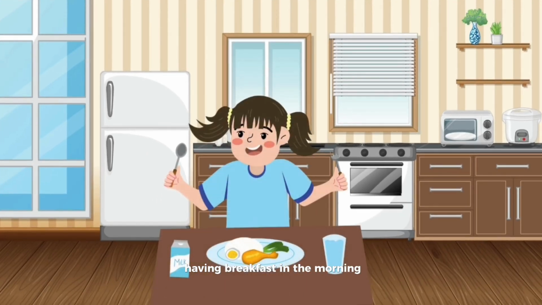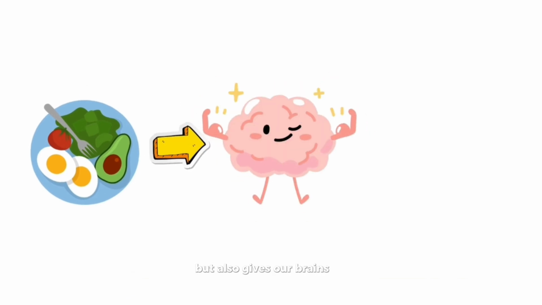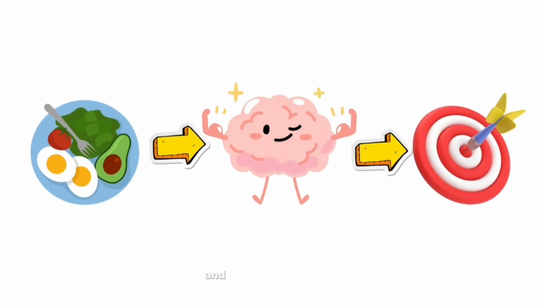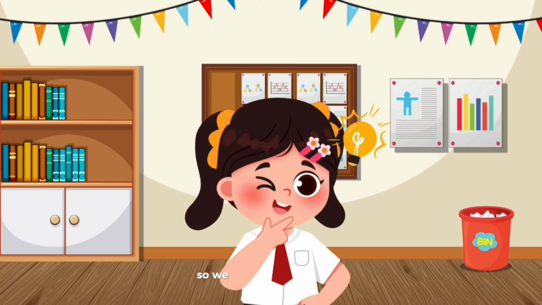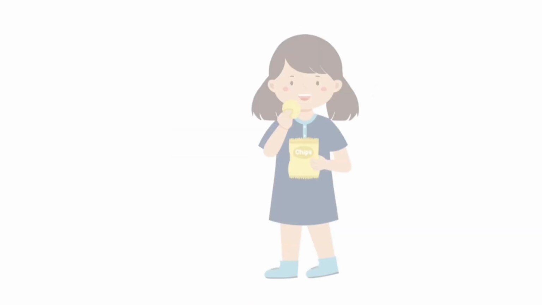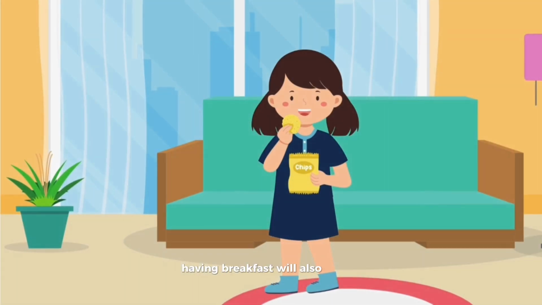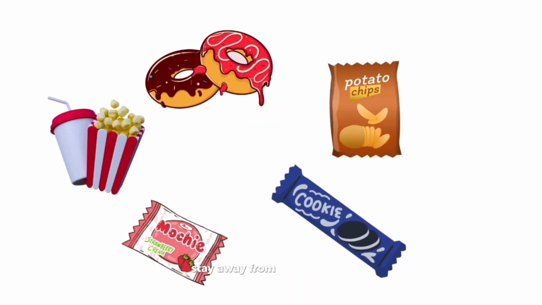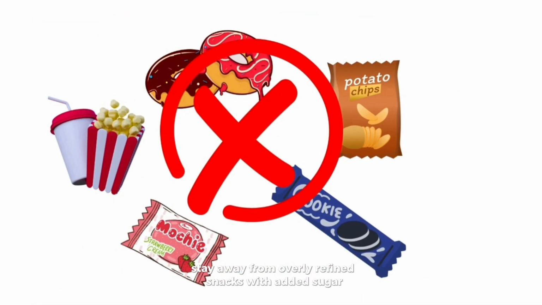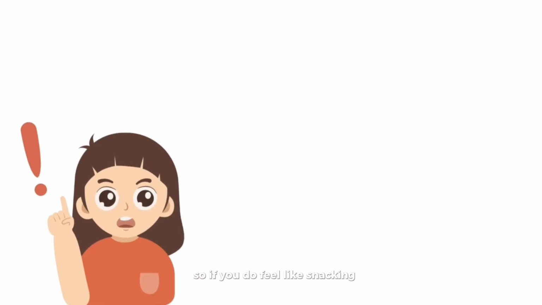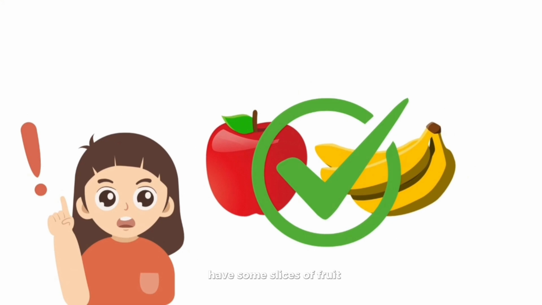Having breakfast in the morning not only fuels us until lunchtime, but also gives our brains the essential energy to function and focus better on tasks, so we can concentrate more. Having breakfast will also control our appetite. If we don't eat breakfast, we are much more likely to end up snacking throughout the morning, which could pile up unhealthy calories. Stay away from overly refined snacks with added sugar. So, if you do feel like snacking, have some slices of fruit.